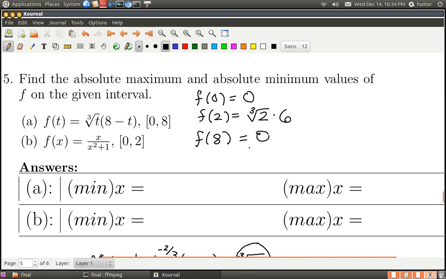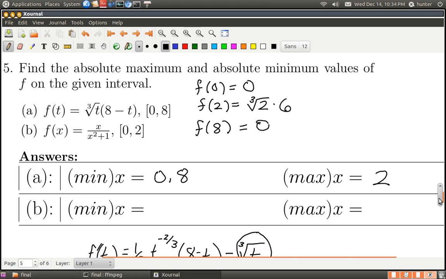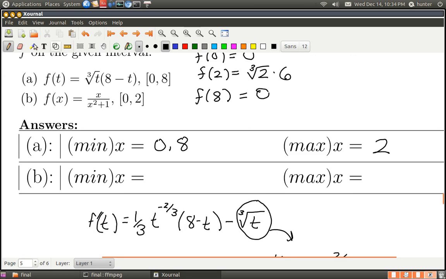And these are the absolute maximum and minimum values, but with the way I wrote the answer blank here, you can see what I really want is the x value. So the x value that minimizes the function is either 0 or 8. And the x value that maximizes the function is 2. Okay, done. Great. Now let's take a look at good old part B.